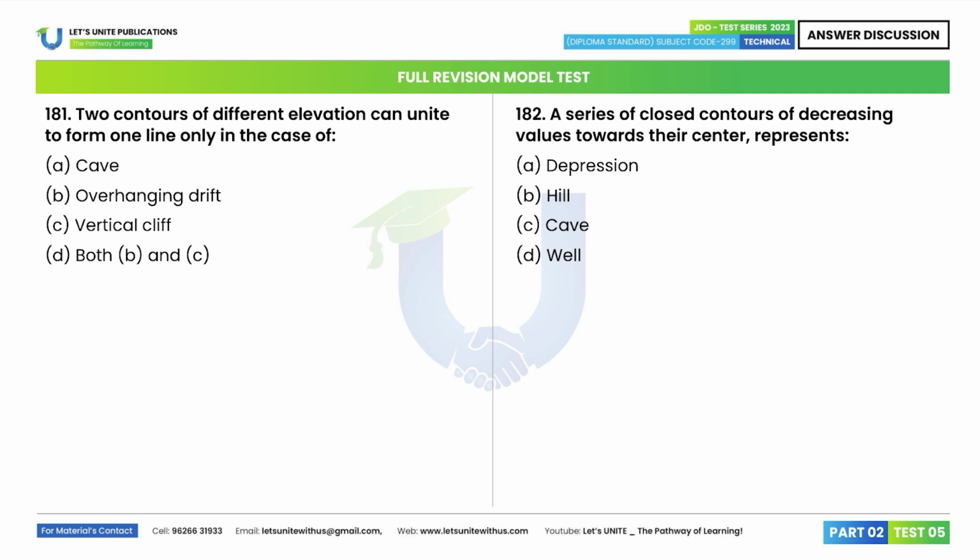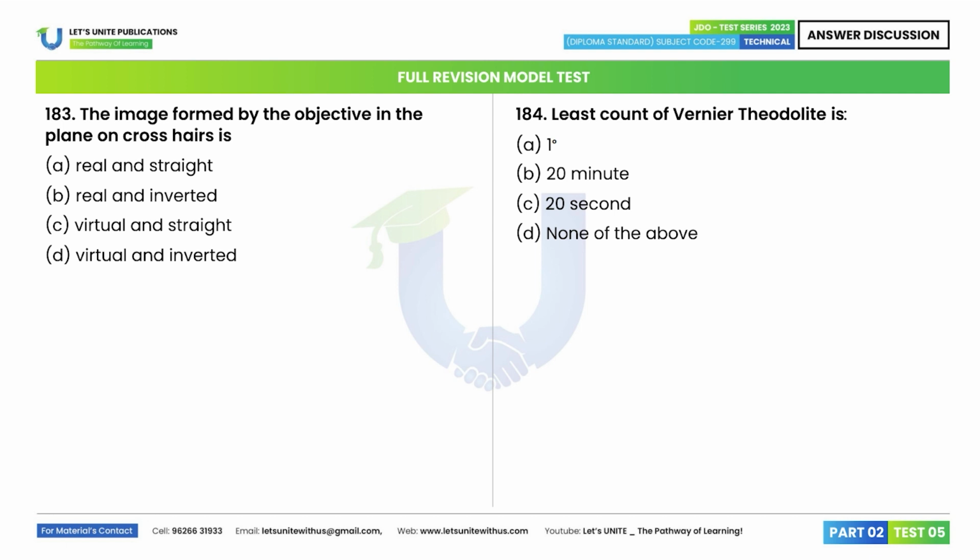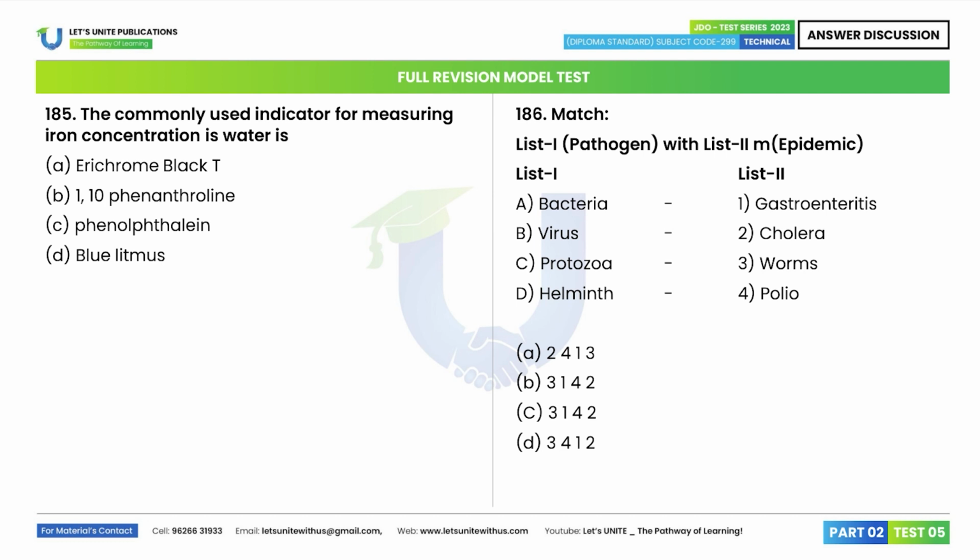Next, 181. Two contours of different elevation can unite to form one line only in the case of vertical cliff. Option C, the correct answer. Next, 182. A series of closed contours of decreasing values towards the center represents depression. Option A. Next, 183. Image formed by the objective in the plane of cross hairs is real and inverted. Option B. Next, 184. Least count of vernier theodolite is 20 seconds. Option C. Next, 185. The commonly used indicator for measuring iron concentration in water is 1,10 phenanthroline. Option B.